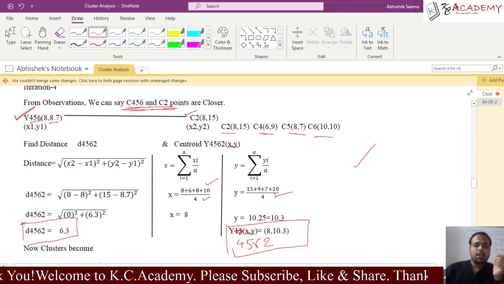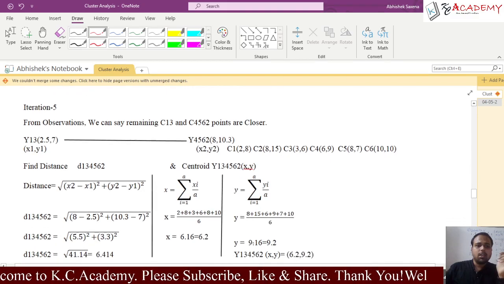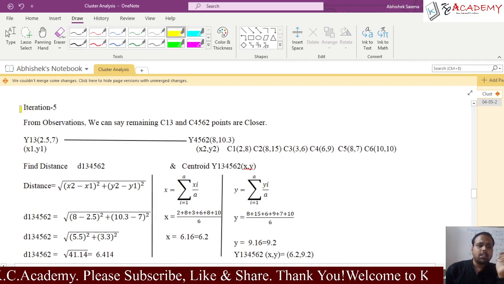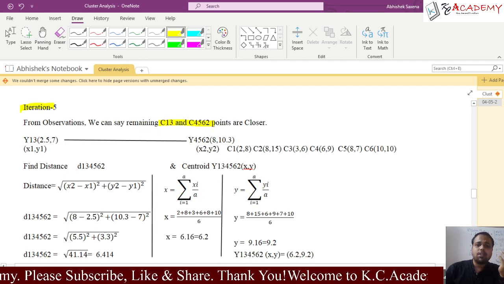Understood? That is y 4 5 6 2. Here that is 4 y, that is 8 comma 10.3. Similarly you can solve for iteration 5. I will not explain. In iteration 5 what you have to do is combine all the data, that is C13 and C4562.